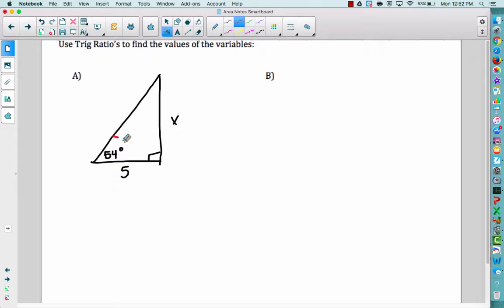All right, so remember, we look at the angle, and in reference to that angle, what do we have and what do we need? So we need the opposite leg, and we have the adjacent leg.